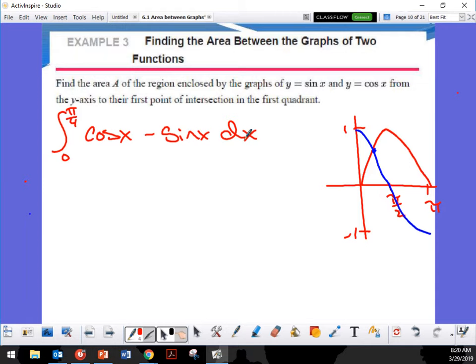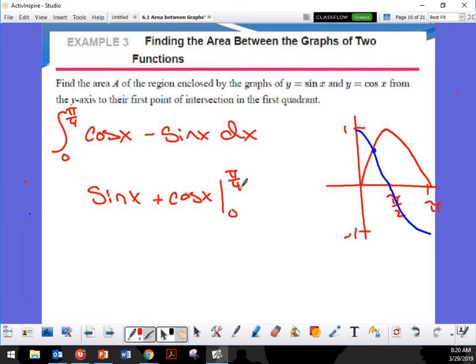Now it's time to do some integration. Remember, the derivative circle goes clockwise. The integration circle goes counterclockwise. So the integration of cosine is going to give me sine of x. The integration of negative sine x, because there's a minus in front of it, is cosine, so it's plus cosine x, from 0 to pi over 4.